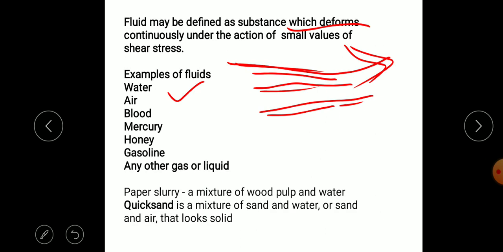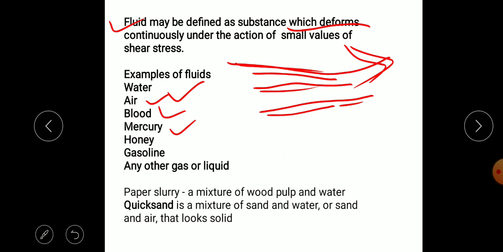So we consider a fluid as a substance which deforms continuously under the action of small values of shear stress. Examples are water, air, blood and mercury. Fluids here basically refer mostly to gases and liquids. Water, air, blood, mercury and honey are examples of fluids.